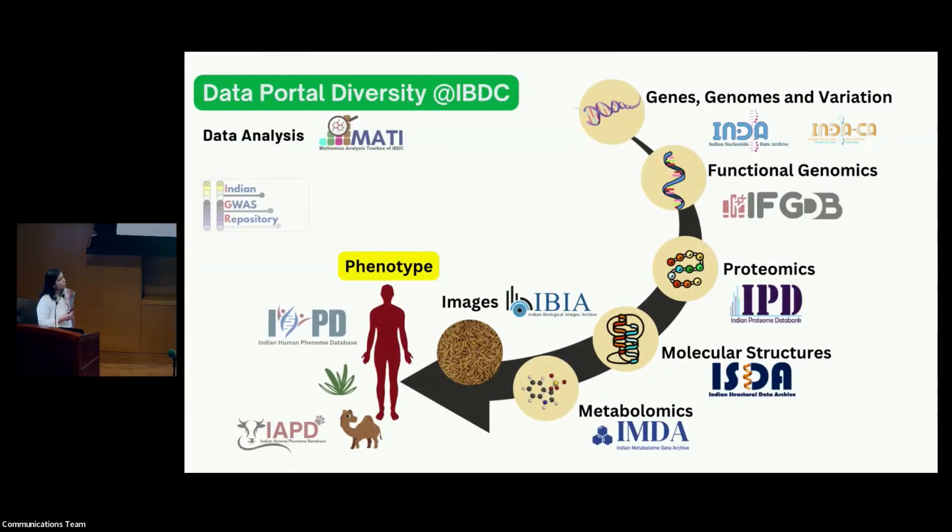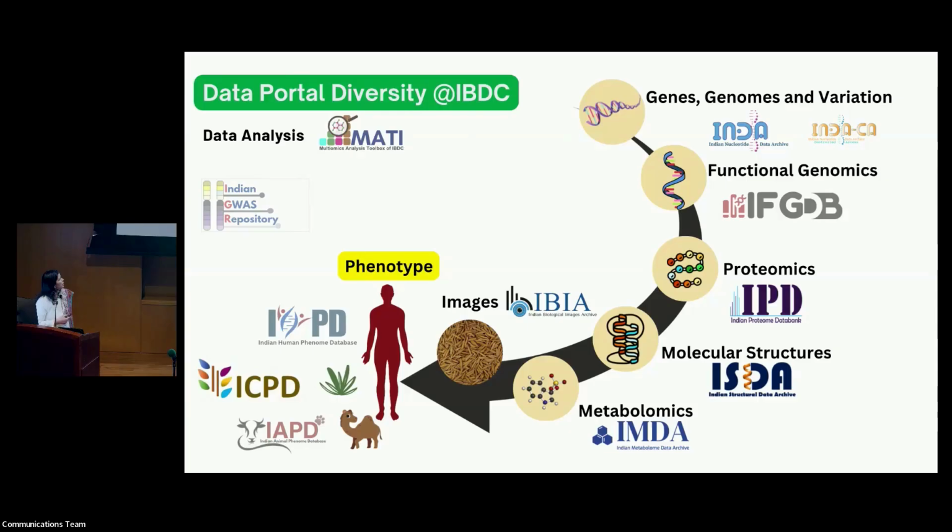So coming to what all portals we have at IBDC, we have started with the nucleotide data archive portal. So we have these two portals, INDA and INDA-CA. Now we have a total of 7 portals that are functional: IPD for proteomics, ISDA for structural data, metabolomics, IMDA, IBIA for the image data archival, and ICPD for the crop phenome database.